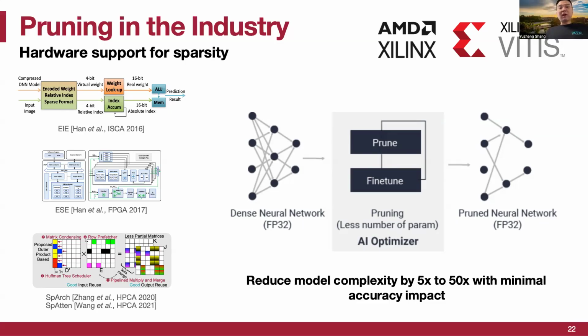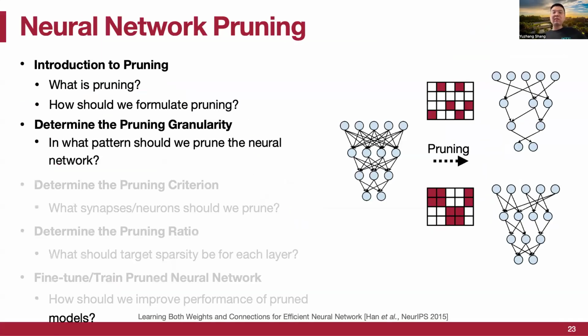We also briefly talked about the key factors we should consider when deploying pruning algorithms to a neural network. I mentioned the granularity, the pruning criteria, the pruning ratio, and whether we need to fine-tune or retrain the current neural network, which is another factor. Let's get into those factors one by one.